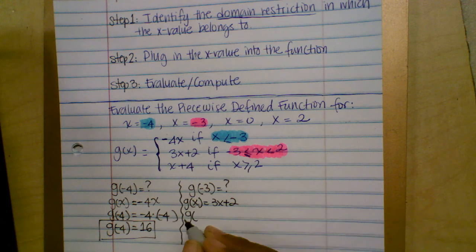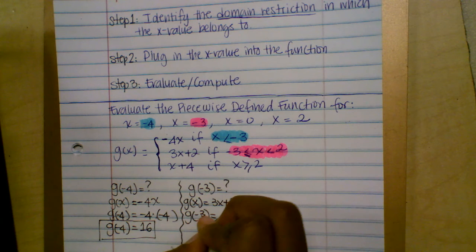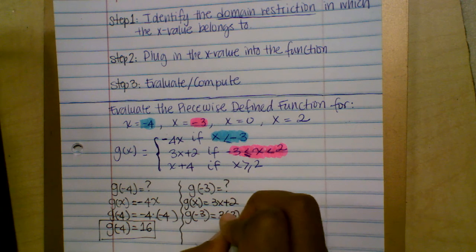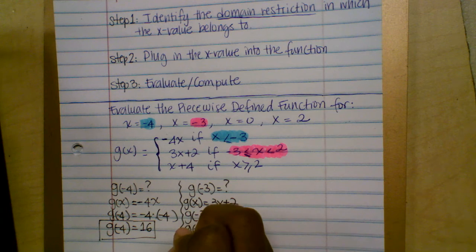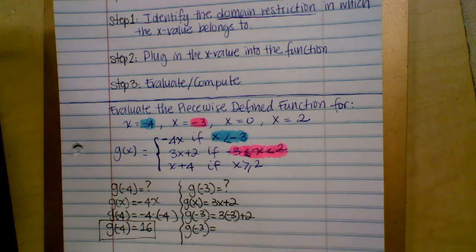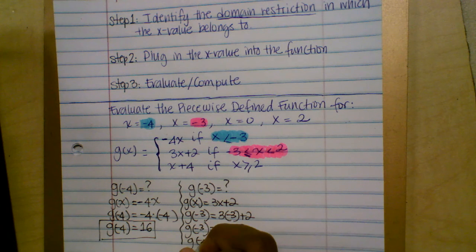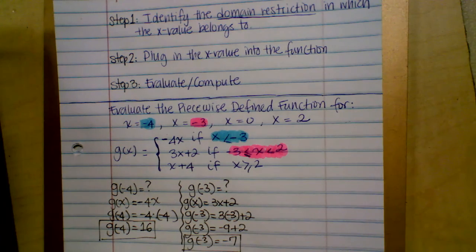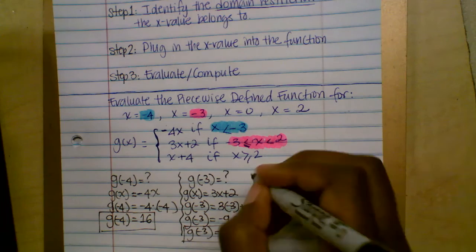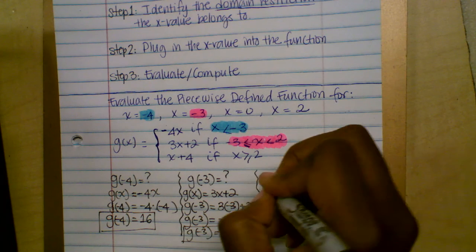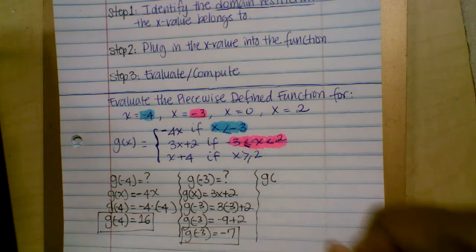And wherever there used to be the x, I'm going to plug in -3. So 3 times -3 is -9, and then you add 2, you get -7. Okay, so now let's continue. What is g of 0?